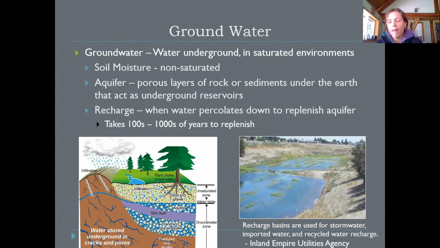Or we might have certain agricultural systems like rice fields in the Central Valley in California that use flood irrigation. So a lot of water goes out to water the rice, which isn't necessarily great from a water use perspective, but it does allow for an opportunity for infiltration and aquifer recharge.